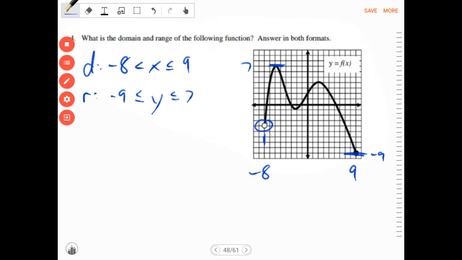So this is set builder. In interval notation, we have an open circle or curved bracket, -8 to 9, square bracket, and the range for this, -9 up to +7. Okay, and that is it for part 1, guys. Thanks.